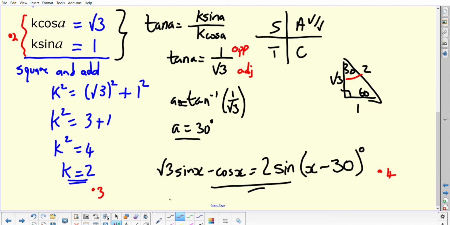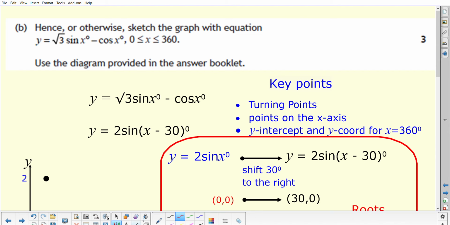So then on to part B, which is where you're having to then sketch the graph with the same equation, so y equals root 3 sine x minus cos x. So the key thing will be to know to replace that, and that's what the hence bit means, replace with what you've just worked out. So you're going to sketch the graph of y equals 2 sine x minus 30.